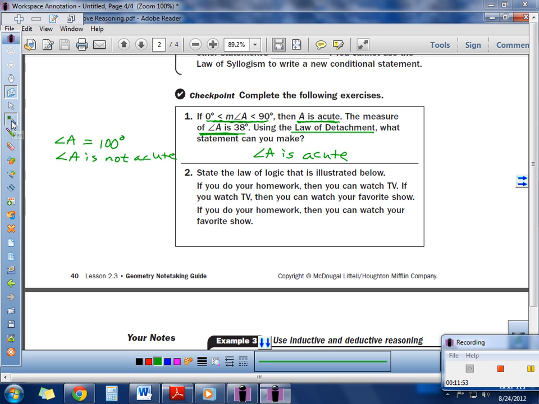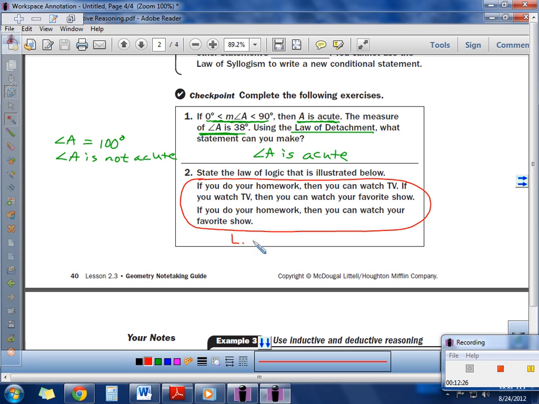Number 2 says, state the law of logic that's illustrated below. Read carefully. This is the only thing we should be focused on right now. The first thing I would do is see, do I have an if-then followed by a little situation? Let's look. There's an if-then. And what follows it? Another if-then. So can it be law of detachment if it doesn't have a little situation right after it? No. Then it must be law of syllogism.